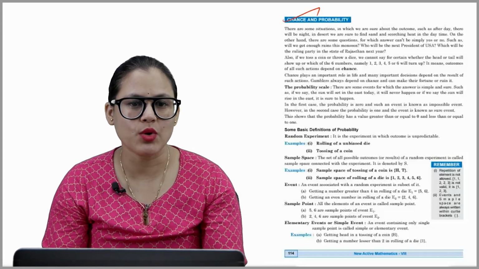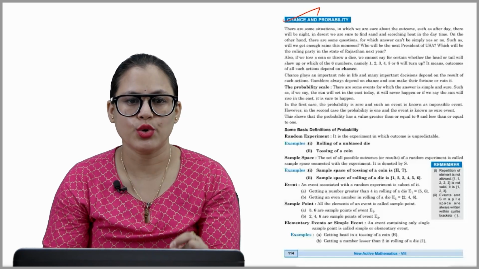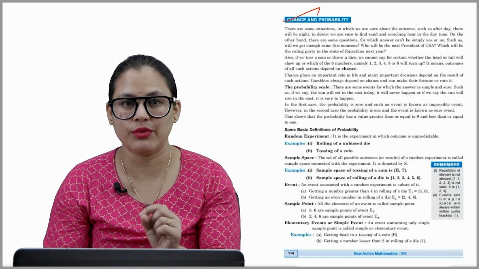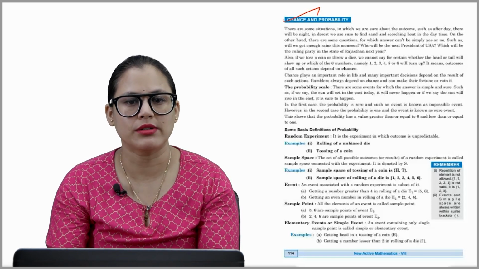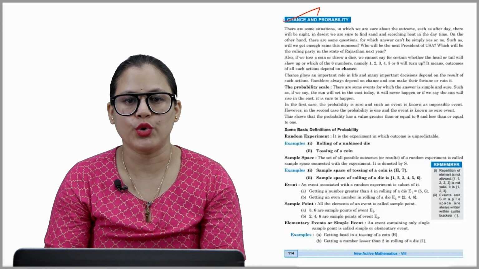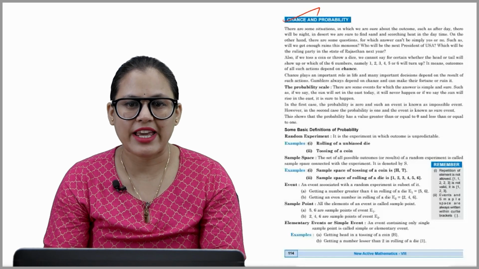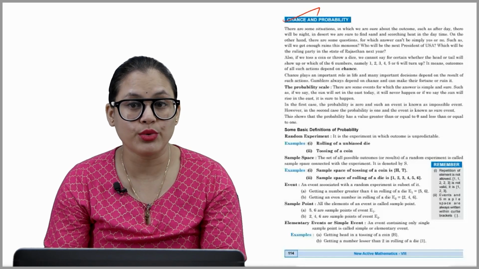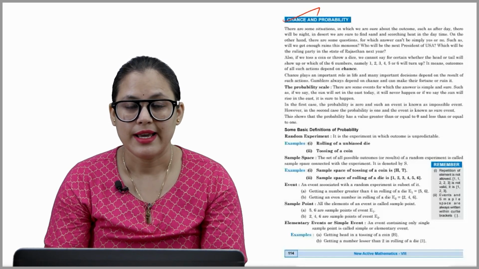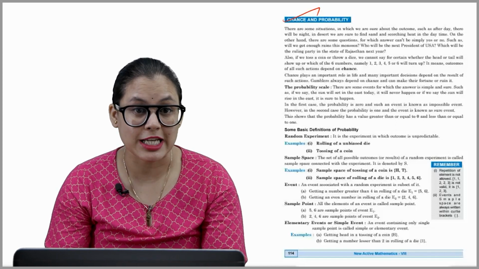Also, if we toss a coin or throw a dice, we cannot say for certain whether the head or tail will show up or which of the 6 numbers, namely 1, 2, 3, 4, 5 or 6, will turn up. It means outcomes of all such actions depend on chance. Chance plays an important role in life and many important decisions depend on the result of such actions. Gamblers always depend on chance and can make their fortune or ruin it.